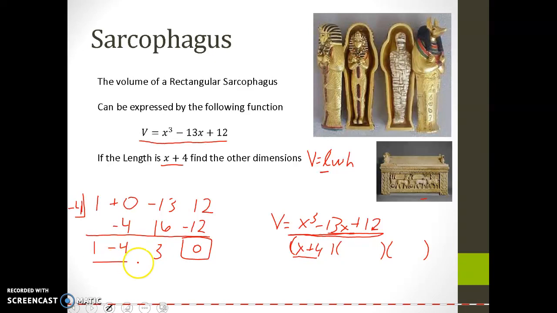Then I'm going to take this right here. My other factor would be x squared minus 4x plus 3. And that would be my other factor, but I want to write that as two factors. And so I'm going to take this and factor that expression.